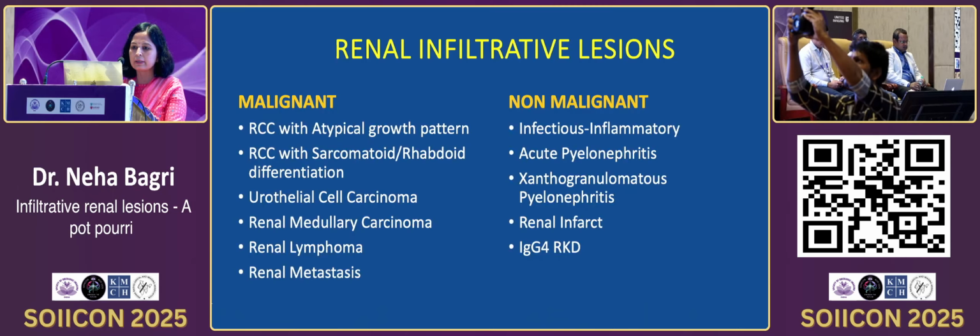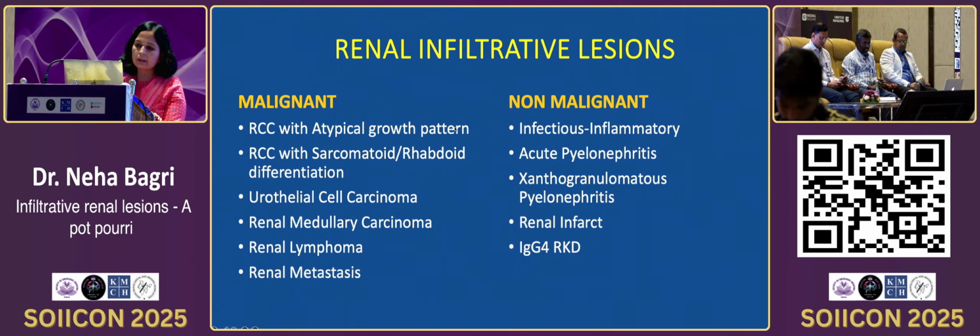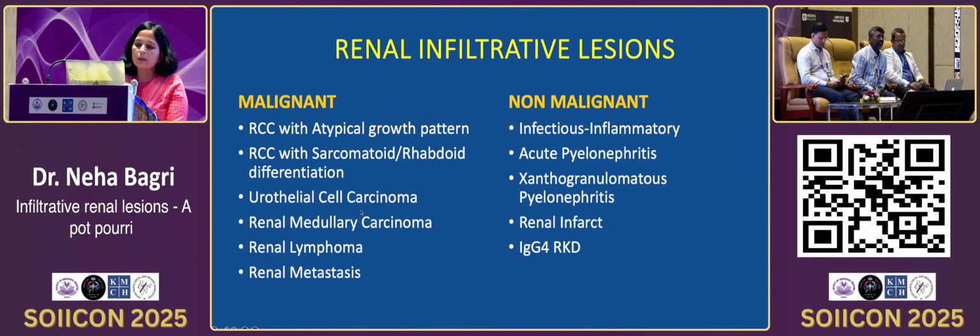I am not going through this in detail. Renal infiltrative lesions can be malignant and non-malignant, and among the malignant ones the most common is again RCC with atypical growth pattern, and mostly these RCCs have sarcomatoid or rhabdoid differentiation. Second most common is urothelial cell carcinoma, which till date you have been knowing as transitional cell carcinoma. Then renal medullary carcinoma, renal lymphoma and metastasis. Among the non-malignant causes, we have infectious or inflammatory, acute pyelonephritis, xanthogranulomatous pyelonephritis, renal infarction and IgG4 related disease. So this is the whole spectrum which we'll be covering now.